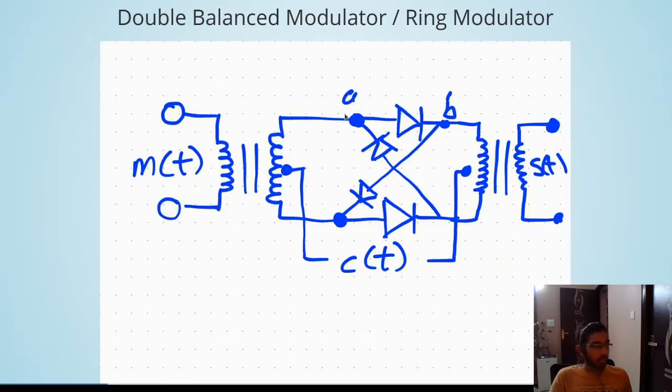So once c of t is positive, since only these two diodes are on, m of t is simply present here, and s of t is nothing but m of t. But when c of t is negative, these two diodes are on and that leads us to having an inverted m of t, and s of t is equal to minus m of t.